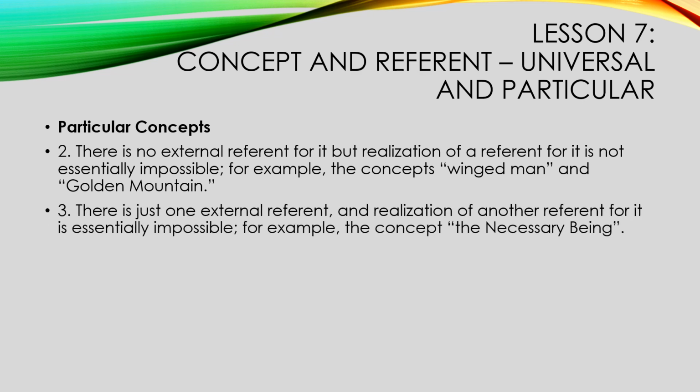Number 3, there is just one external referent, and realization of another referent for it is essentially impossible. So again, we cite the example of the concept of the necessary being or wajibul wujud, which is referring to Allah Ta'ala. It is not possible to have two necessary beings, because the moment that there are two necessary beings, the one must be something that is not a necessary being, because necessary being is the origin of all.